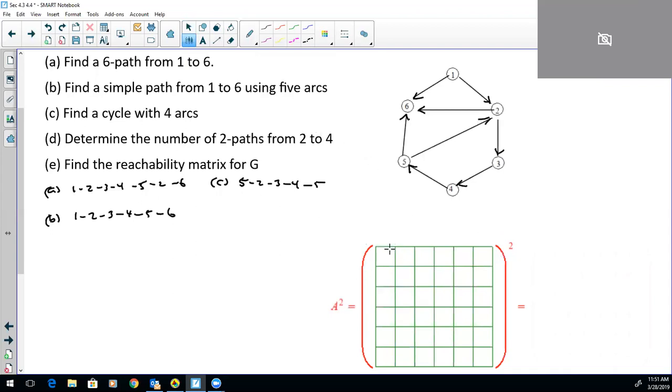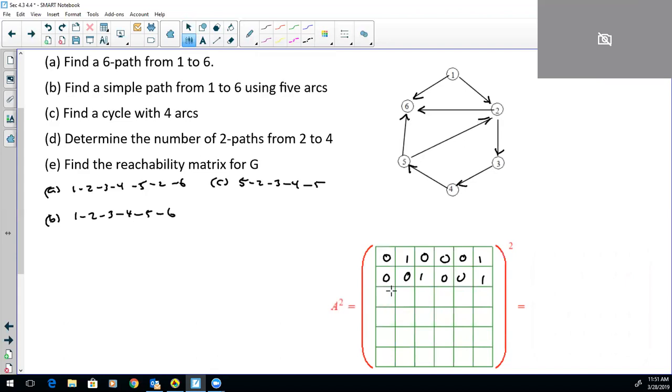So first row, first column, there is no arc from 1 to 1. There is an arc from 1 to 2, nothing from 1 to 3, 1 to 4, 1 to 5, but there is one from 1 to 6. Okay, 2, nothing from 2 to 1 or 2 to 2, but 2 does go to 3, not 2 to 4, and no, 2 to 5, no. So 0, 0, 2 to 3, 0, 0, 2 to 6.